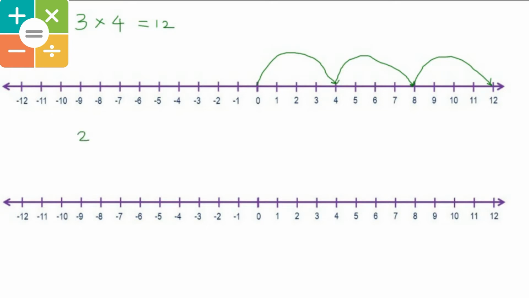Let us take second example. 2 multiplied by 5, that can be taken as 2 times 5. 5 once, 5 2 times, that is 10. So 5 multiplied by 2 is 10.